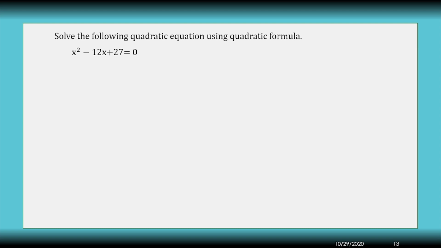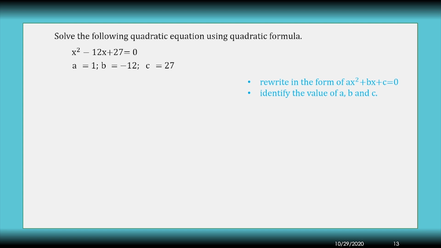You're just going to memorize the formula. Okay? So first step ulit natin is standard form. So, nasa standard form na siya. Skip na natin. Next step is find the value of A, B, and C. So, A is 1. B is negative 12. C is 27. Okay, then, substitute natin sa formula.